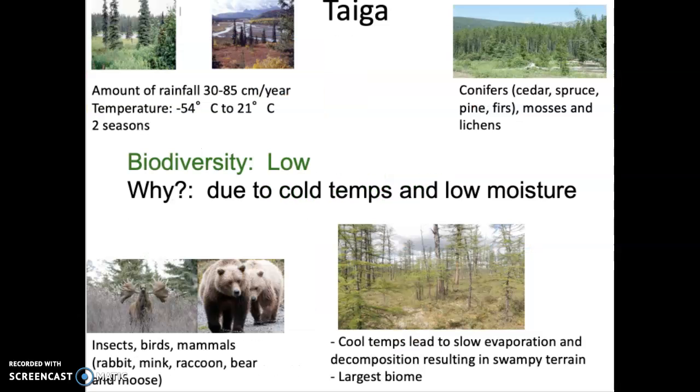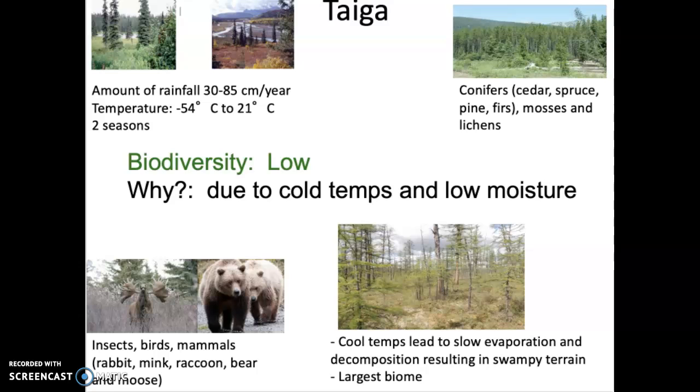Next down is the taiga, or, as we also know it, the coniferous forest. This gets much more rain, despite it being still very cold. This also has a wet and dry season, or a summer and winter season, as it were. This is primarily characterized by lots of coniferous trees, or conifers, so cedar, spruce, pine, firs, and lots of moss and lichen. So biodiversity here is also low due to cold temperatures and low moisture.